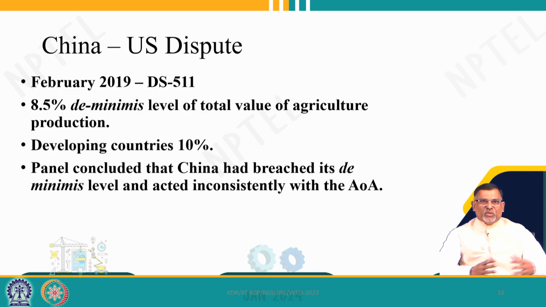So, the China-US dispute is very recent, in 2019. The Agreement on Agriculture says 8.5% de minimis level for total value of agriculture production, and it is 10% for developing countries. Even though it is 10% for developing countries, the WTO dispute settlement panel found that China has breached its de minimis level and acted inconsistently with the Agreement on Agriculture.